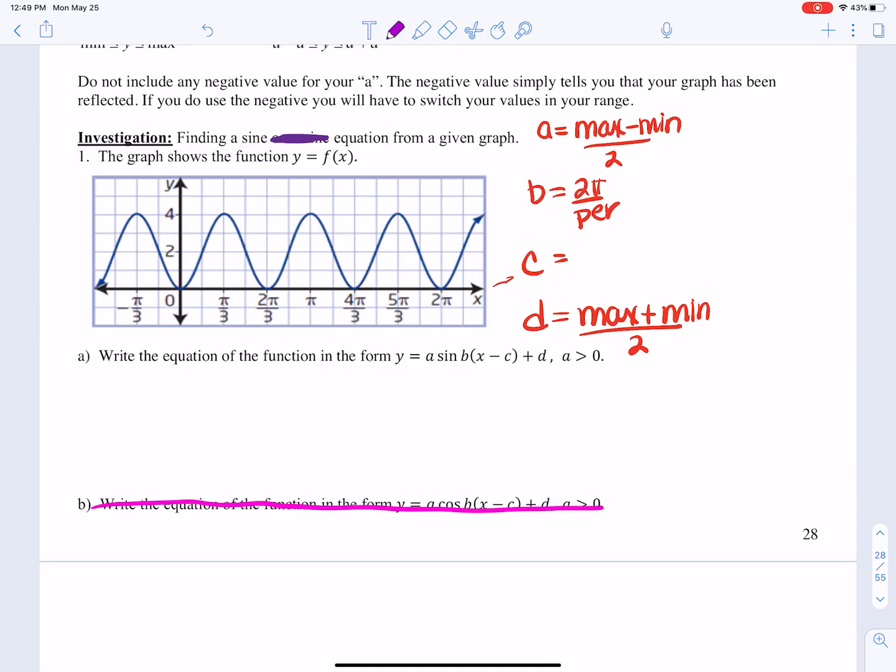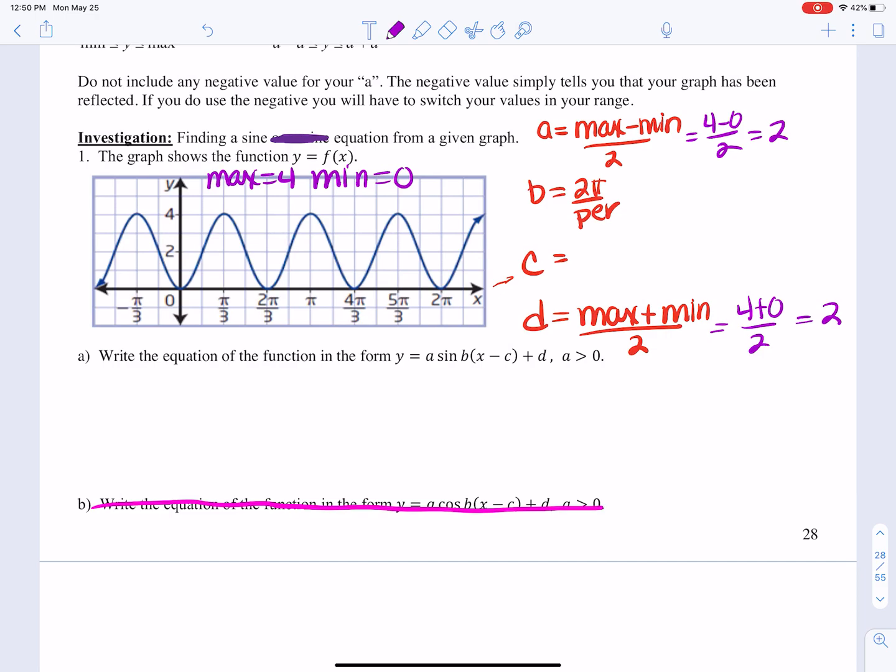All right, I'm hoping you had some success with that. Now let's take a look. My max is equal to 4 and my min is equal to 0. So I can go ahead and find my A and my D value right away. This would be 4 minus 0 divided by 2, which is 2. And this is going to be 4 plus 0 divided by 2, which is also 2.